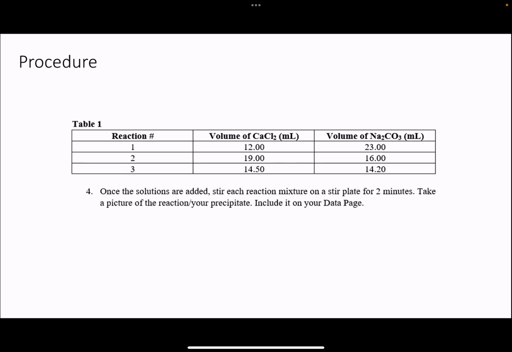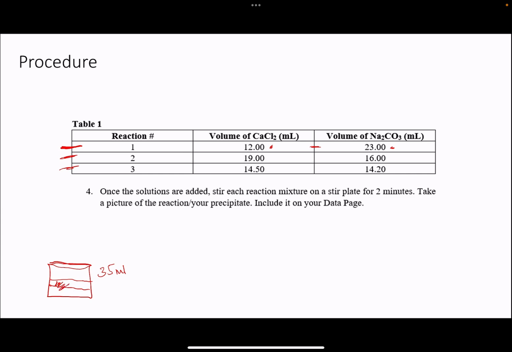bad results. So in this case, our first reaction, once you have those two burettes ready to go and filled up, what I want you to do is have 3 beakers labeled 1 through 3 for each reaction. So the first beaker, what you're going to do is fill it up with 12 milliliters of calcium chloride, and then swirl it around, and then move it over to the second burette and fill it up with 23 milliliters of sodium carbonate. So you should have a total of 35 milliliters of a mixture of calcium chloride and sodium carbonate. And then you stir it for 2 minutes and see what happens.